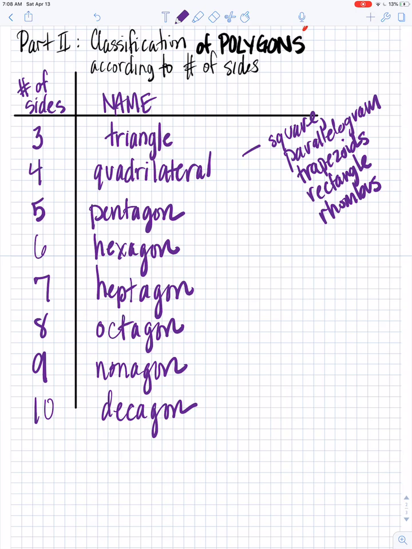Well, I really love the 12-sided one. The 12-sided one is a dodecagon. I just like that name. Whoops, if I could spell it correctly, we'd be in good shape here. All right, a dodecagon is a 12-sided polygon. But take some time to learn those terms for classification of polygons according to the number of sides.